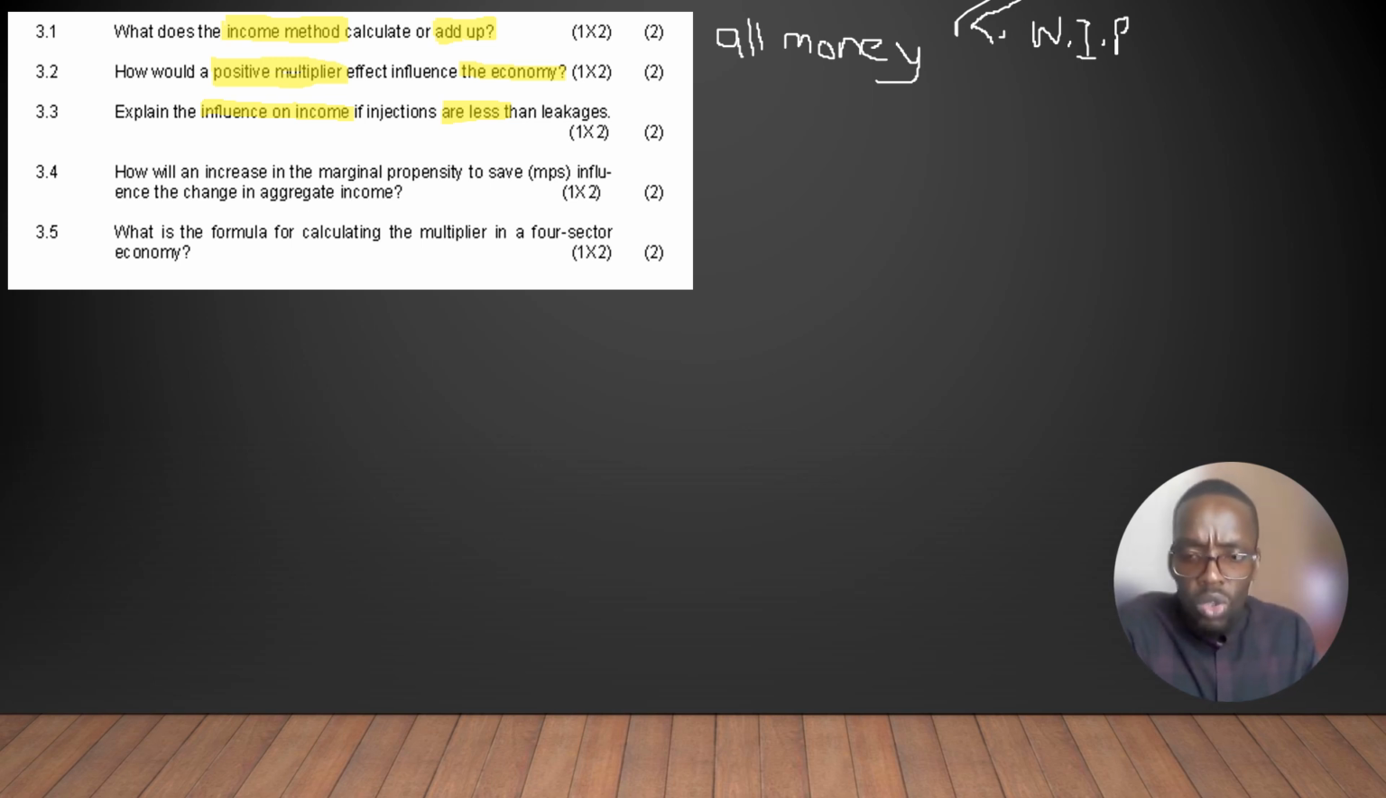Okay, right. So this is what we now need to understand. We are supposed to explain how less injections is going to influence income. If we have less injections compared to leakages, how is it going to affect the income? I hope you understand what the question is asking for there. So you are explaining the influence on income in a situation where we have injections that are less than leakages.